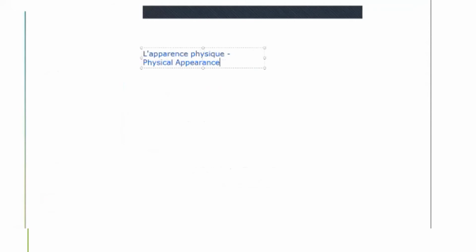L'apparence physique. Vous êtes là? Est-ce que vous êtes là? Ça va? Are you there? L'apparence physique. Yes, we're talking about the physical appearance, right? And we looked at the hair just now. Now we're going to be looking at the eyes.